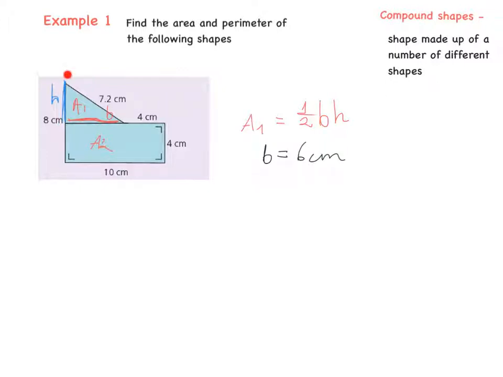Then we need to look at the height. How long is it? The same. This line segment is 8. This one is 4. So what is missing? If you take it away, you'll get 4 centimeters. 4 plus 4 gives you 8. So in this case, H is 4.